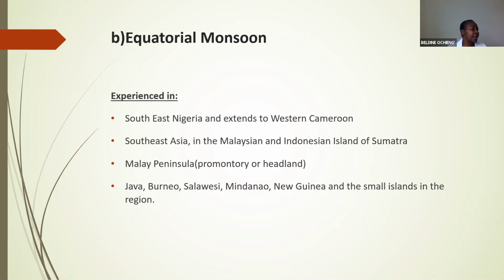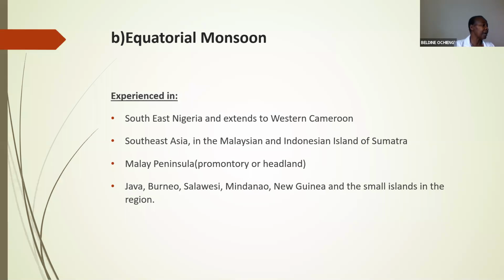Peninsula is like a promontory or headland. I know most of us, we get the headland very rightly. The other time we were dealing with seas and oceans and their coasts, and we know what a headland is. So peninsula is a land that is almost surrounded by water. That is why we are talking of Malay Peninsula, land that is almost surrounded by water.